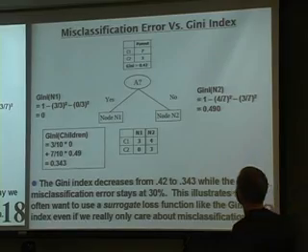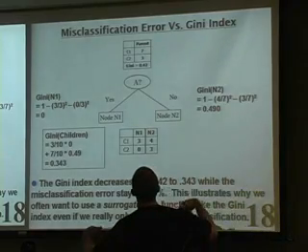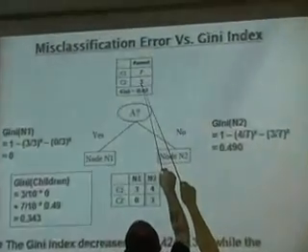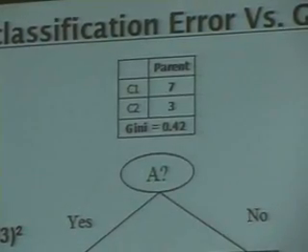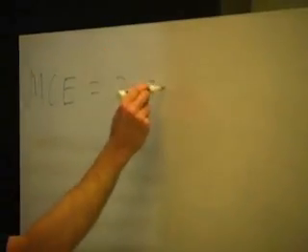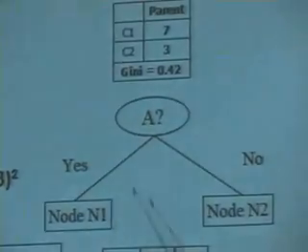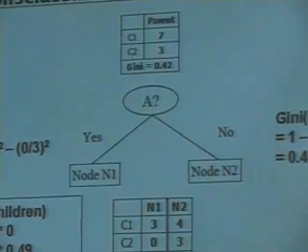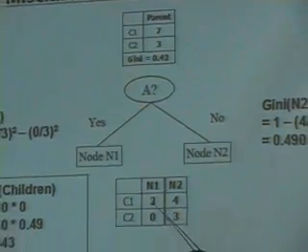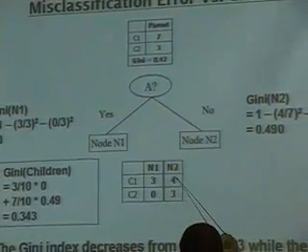So if you take this example, for instance, you start out with a parent node that's 7 to 3, right? So you have 7 C1 and 3 C2. So initially, your misclassification error is 30%. Okay. And so then you're going to split that. Suppose you had one attribute that you were considering splitting on, attribute A. It could either be yes or no. Okay. And when you split on that, node 1 becomes 3, 0, and node 2 becomes 4, 3.